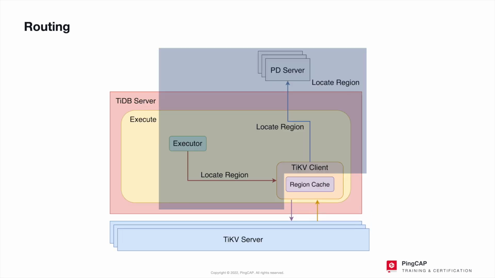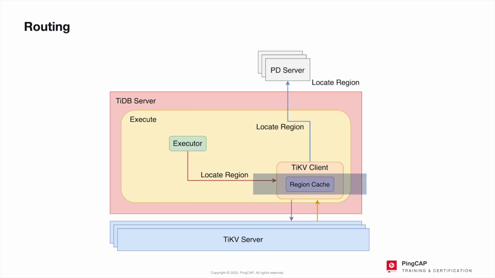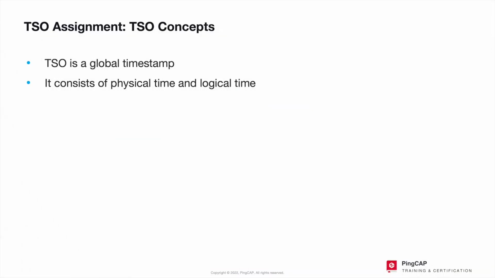The first step is the TiKV client, in this case TiDB server, queries the PD so that it knows which region owns the key value. PD returns the metadata information for the region. Next, the TiKV client has a region cache that caches metadata, so there's no need to get it from the PD every time. It will only do this once the cache is empty. This makes it faster.